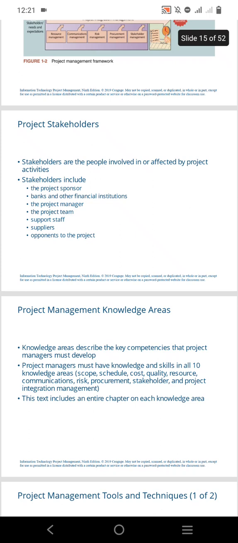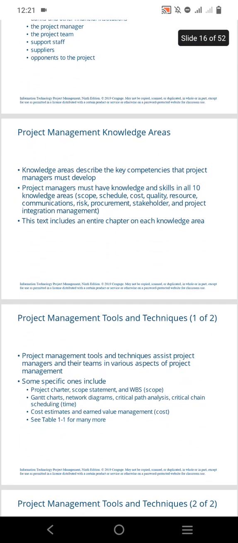The stakeholders are the people that are involved in that project or affected by the project activities, and they include the project sponsor, the banks and financial institutions, the project managers, and so on. There are what is known as the project management knowledge areas.